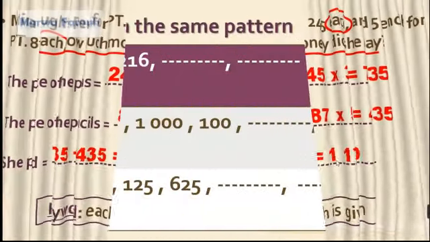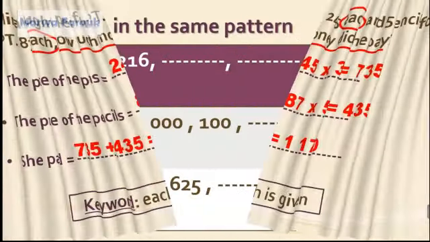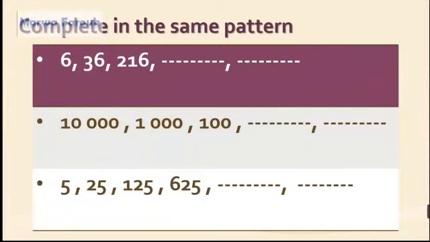Now let's go on to an important part here, and I know that you all get confused in this part. This part is completed in the same pattern. We have here 6, 36, 216. Okay, what are the next two numbers? I will see the first number and the second number. There is a big difference between them.